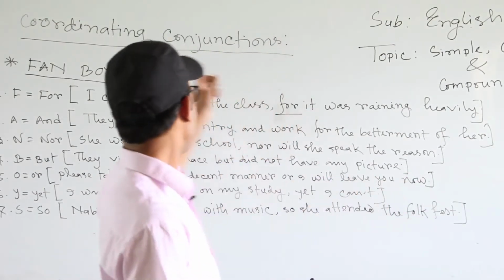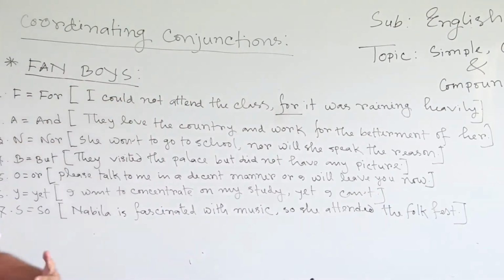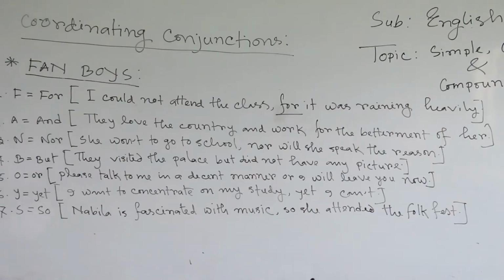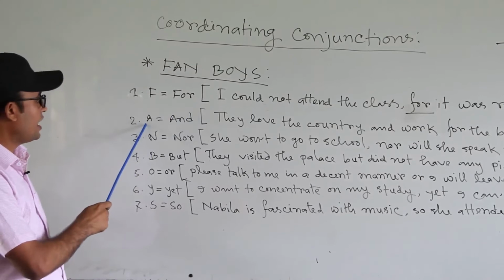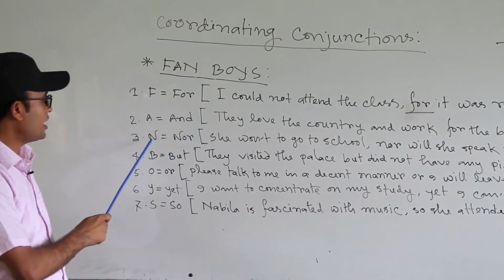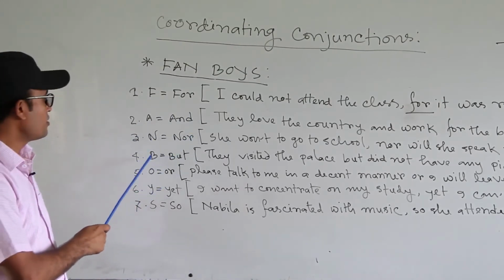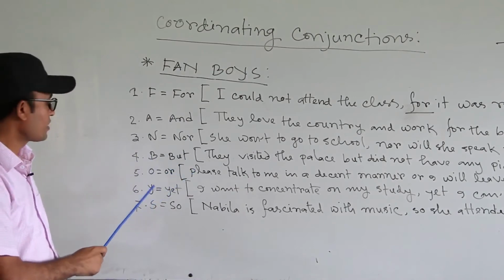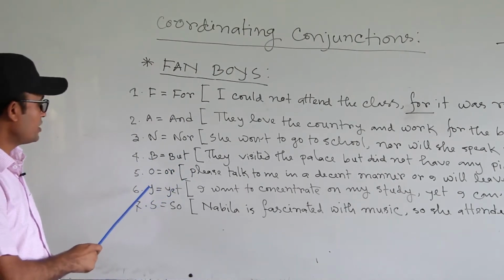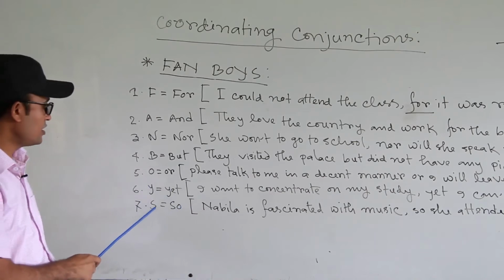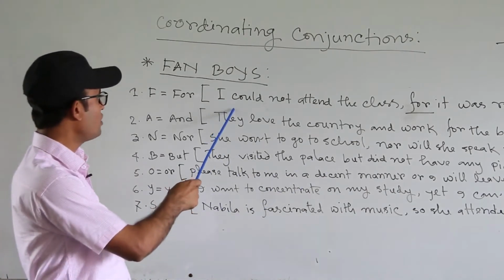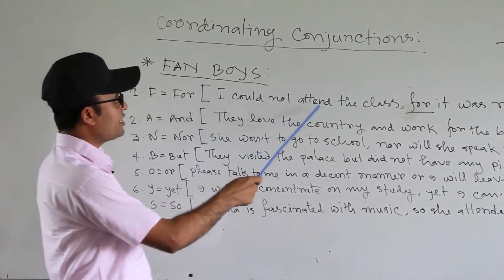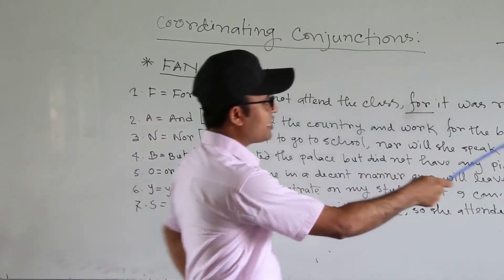Understand? That is what? Fan boys. Okay, fan boys. Look at the fan boys. F for, A for and, N for nor, B for but, O for or, Y for yet, S for so. Here, look at the example. I could not attend the class for it was raining heavily.